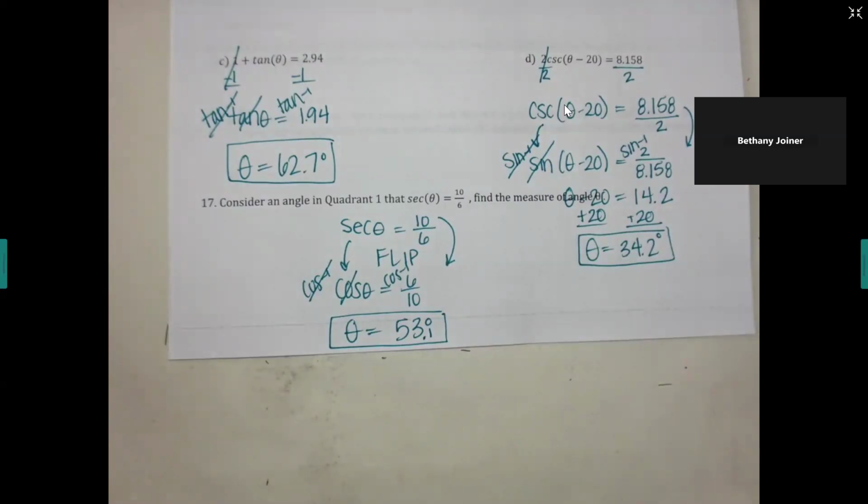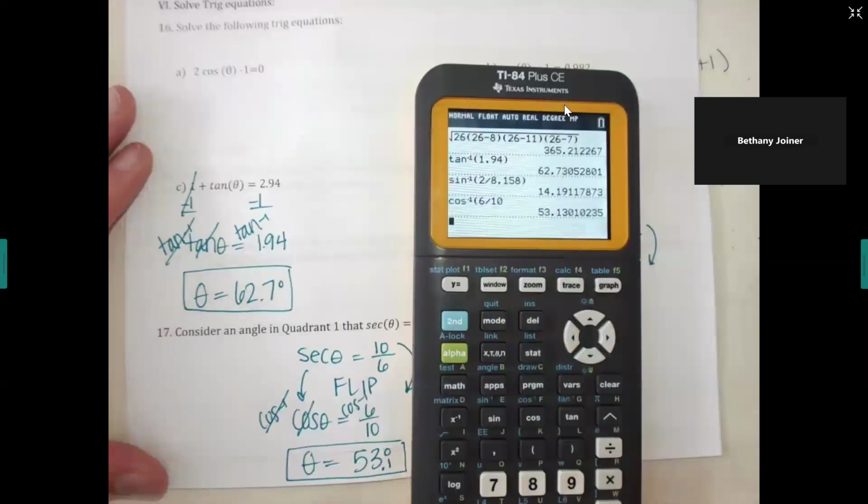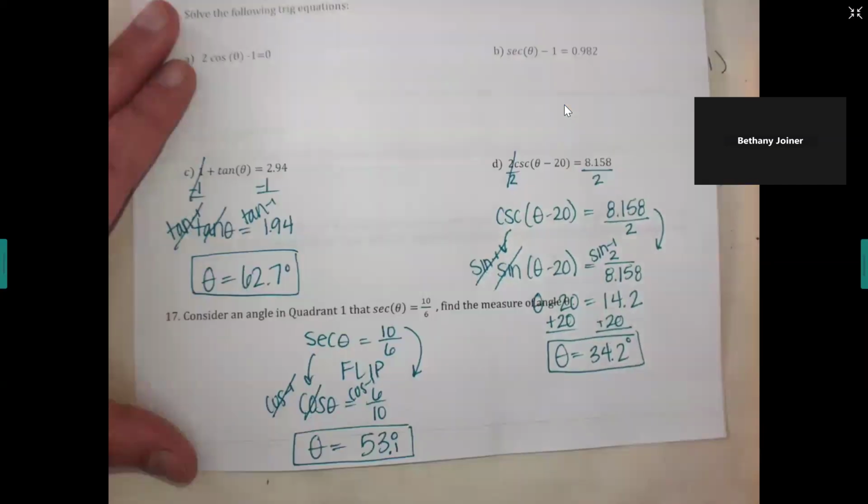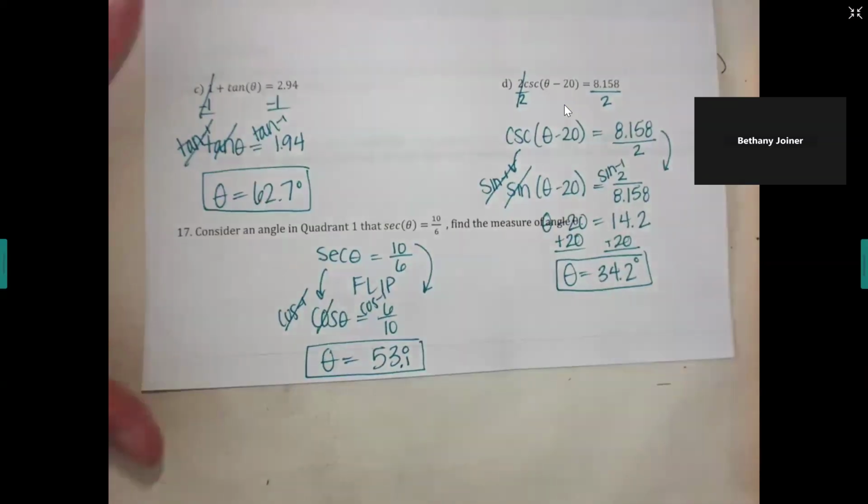Wait, so what were you supposed to put in the calculator? Second cosine, and then 6/10. So it should look like this when you type it in. Oh, like, oh, it's not a fraction. Sure. Yeah, you can use the pretty fraction. It should still come out the same.